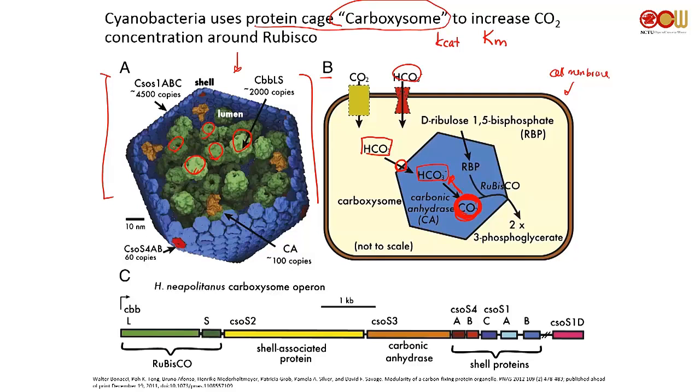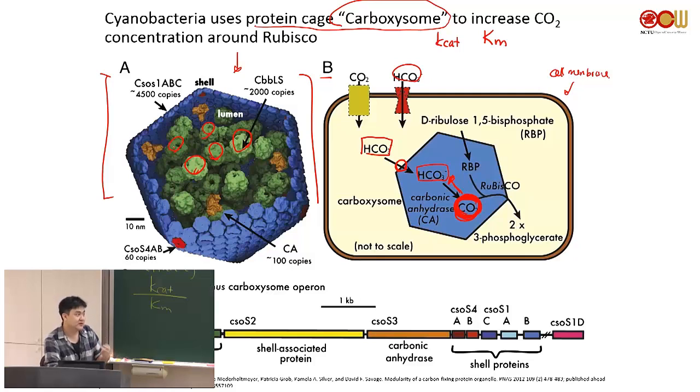Okay, so in the carboxysome, you have two types of enzyme. One is carbonic anhydrase, and the other one is essentially Rubisco, okay? And you have tons of Rubisco, okay? So estimate carbonic anhydrase, about 100 copies of carbonic anhydrase, but then you have about 2,000 copies of the Rubisco protein, okay? So CbbL and CbbS. So you have a bunch of these.